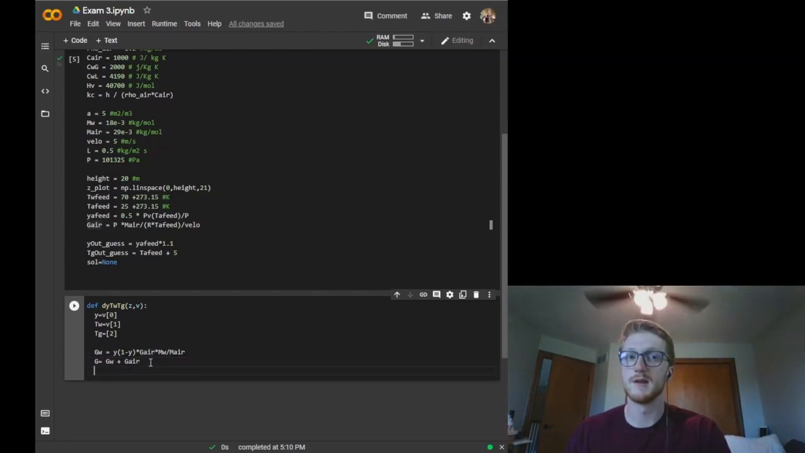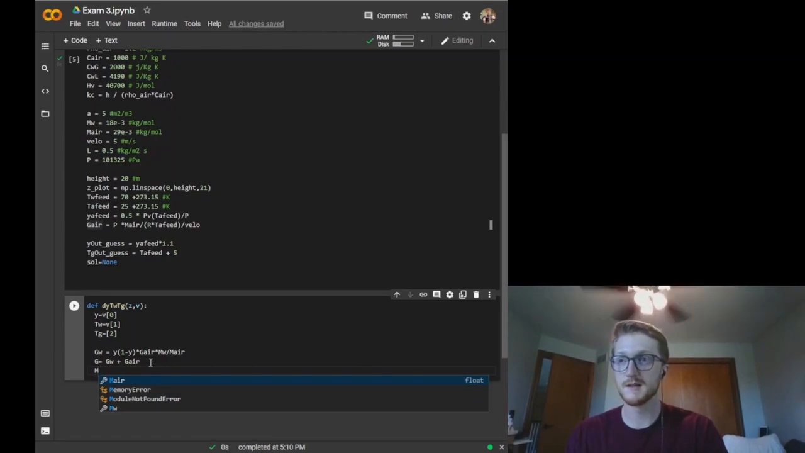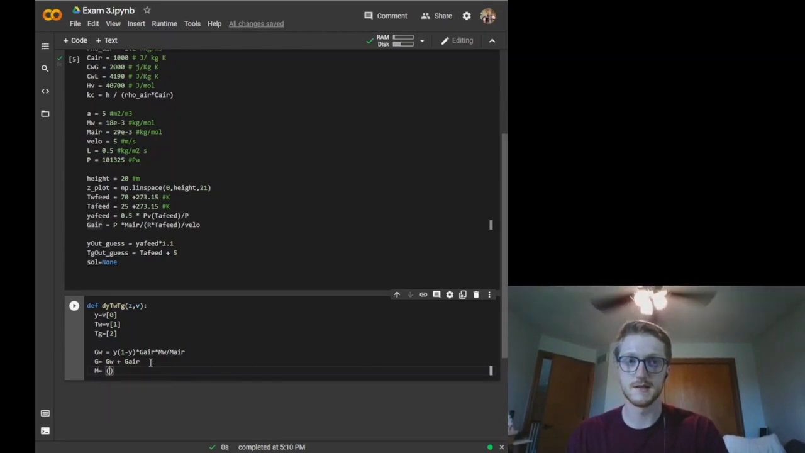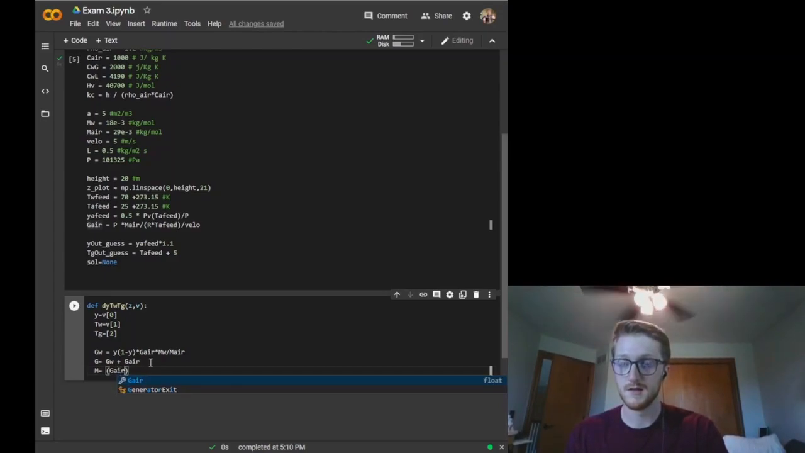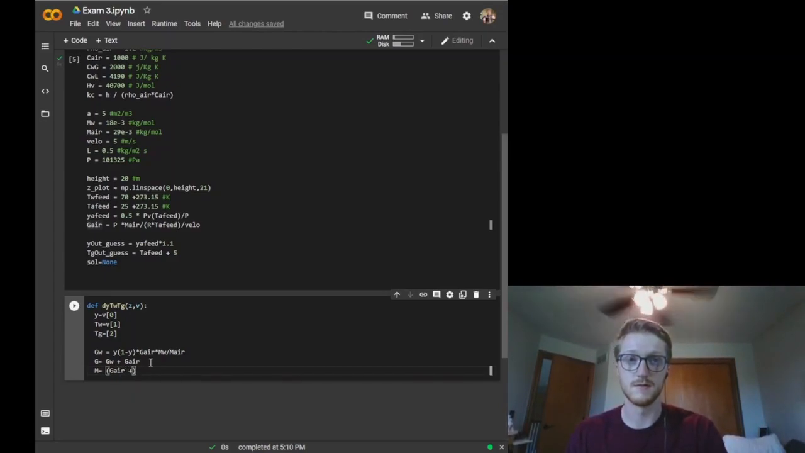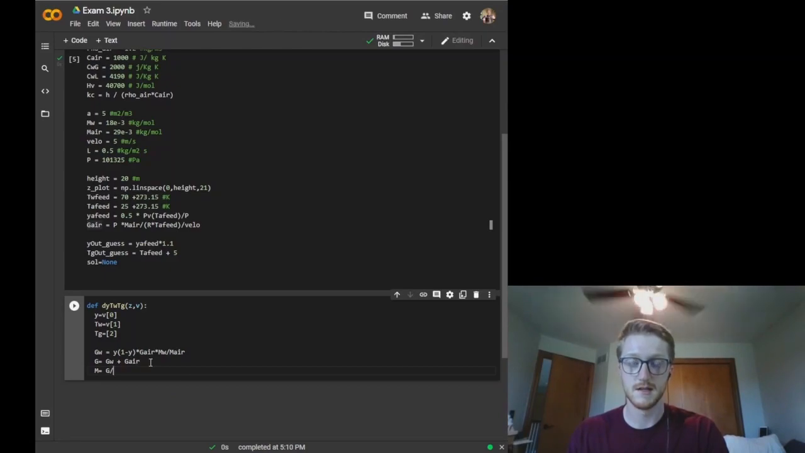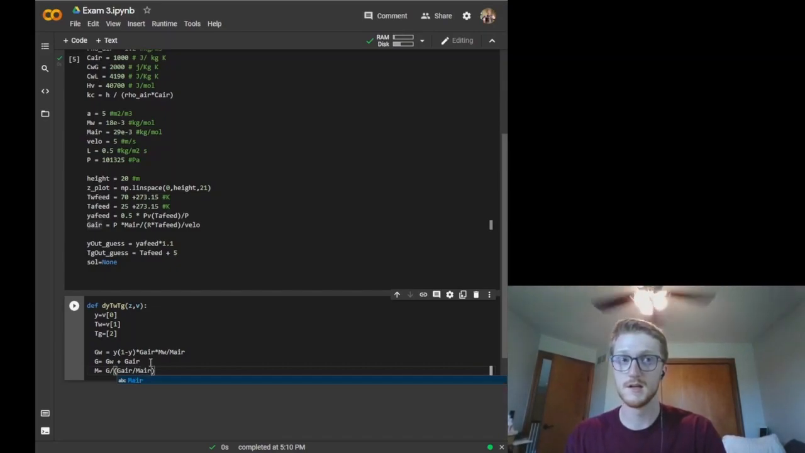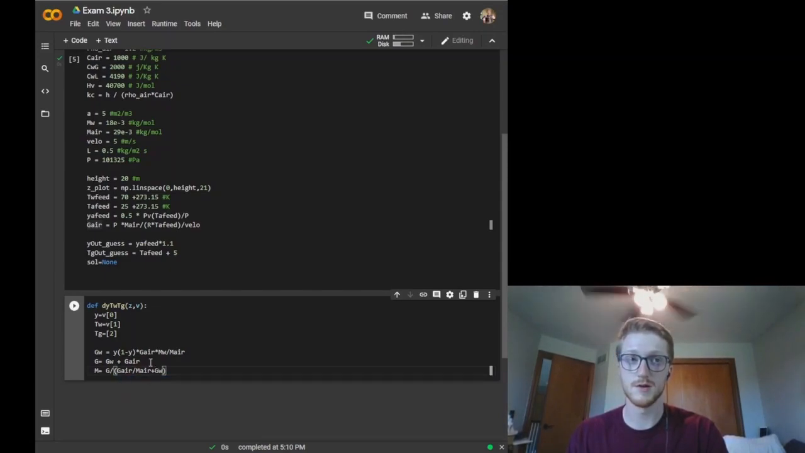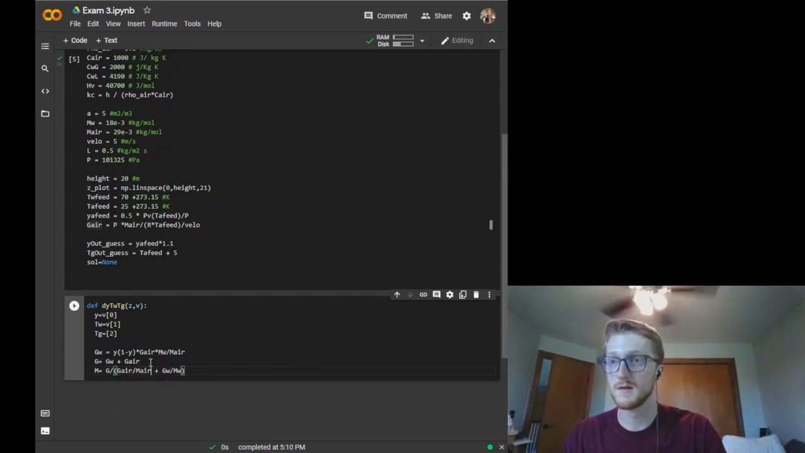And then we can determine the total molecular weight of the gas, or the water and air mixture. So we'll say that's equal to the gas flow rate, let me just call that G, gas flow rate divided by the gas flow rate of the air divided by the molecular weight of the air, plus the gas flow rate of the water vapor divided by the molecular weight of the water. And that should give us the molecular weight total.